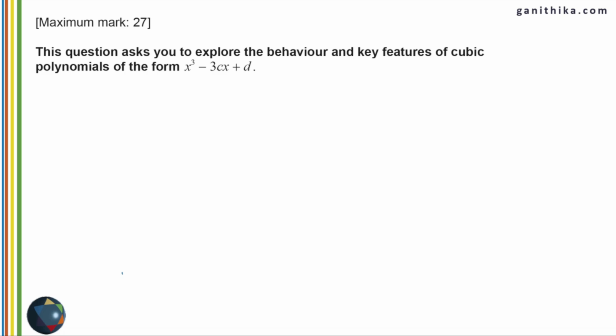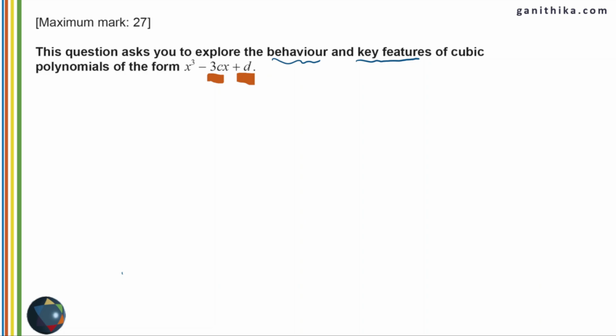So let's read the first statement given in the question here. This question asks you to explore the behavior and key features of cubic polynomials of the form x cube minus 3cx plus d. You can see that c and d are parameters. By changing the values of c and d, we are going to explore the behavior and key features of this particular type of cubic polynomials.